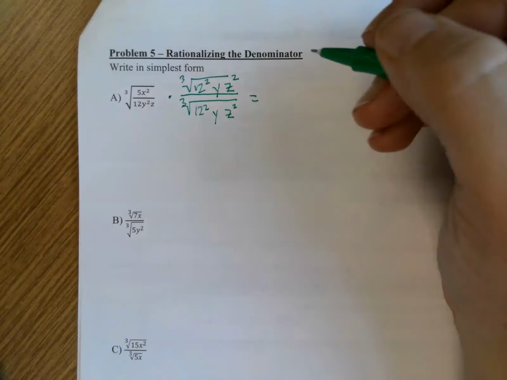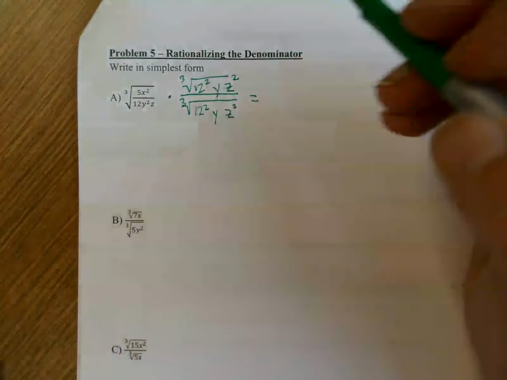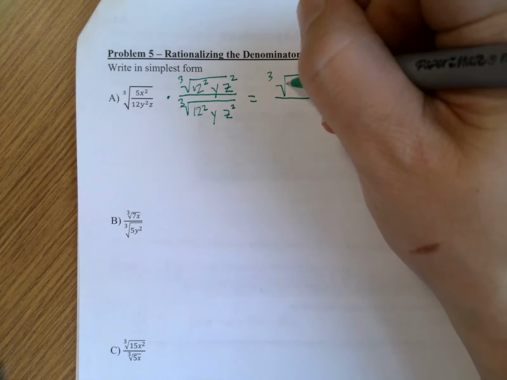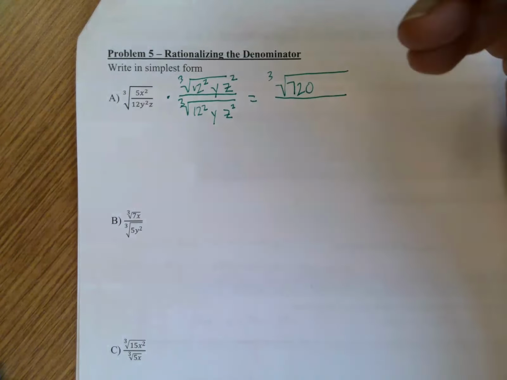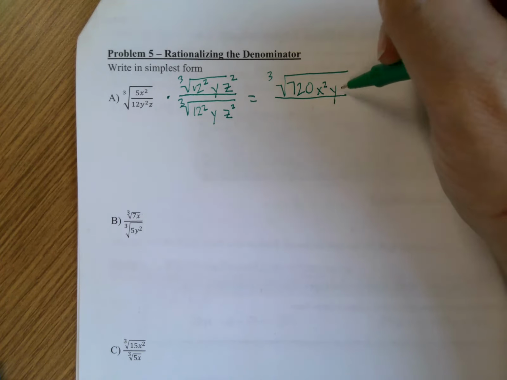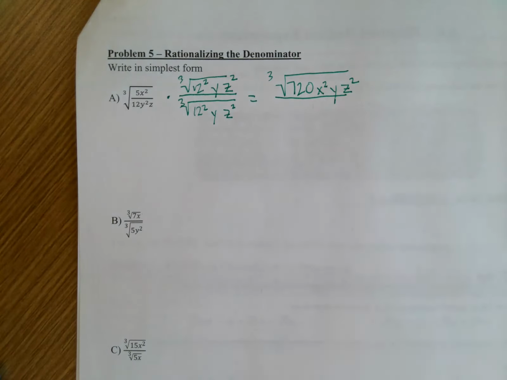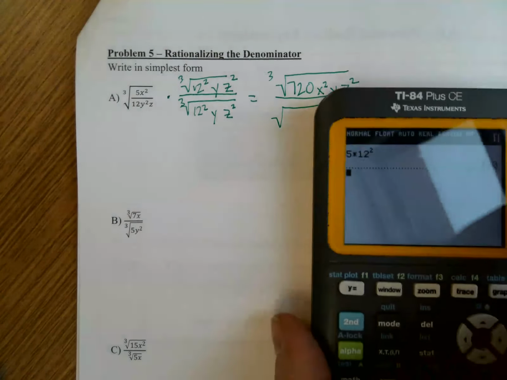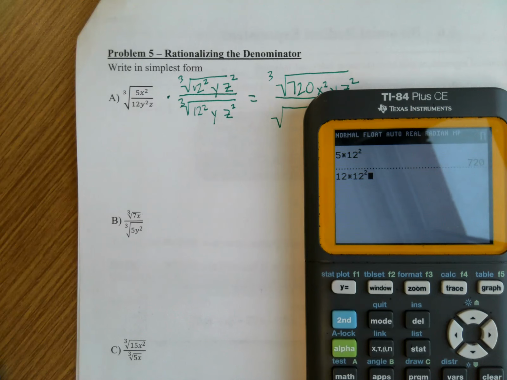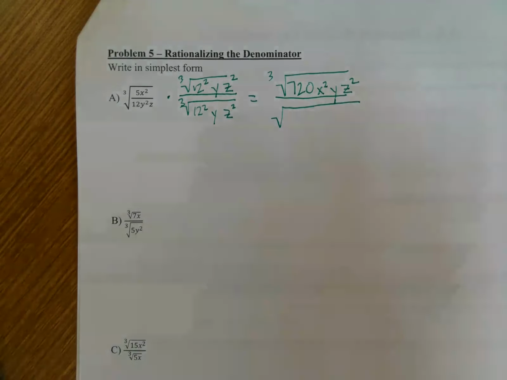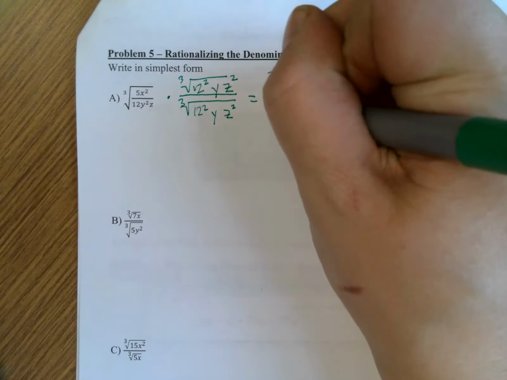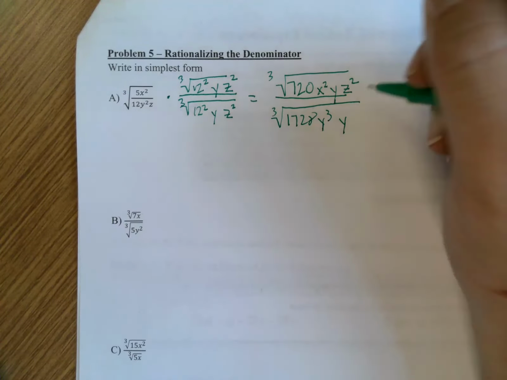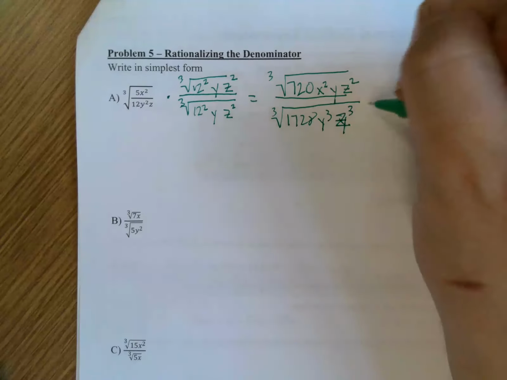So what can I simplify, or what can I multiply here? 12 squared times 5. So I still have my cubic root. This gives me 720 x squared, because there's nothing else there. And then I have a y and a z squared. That's all on top. On bottom, 12 times 12 squared is equal to 1,728. And then y squared times y, that's a total of 3 y's. And z times z squared is a total of 3 z's.